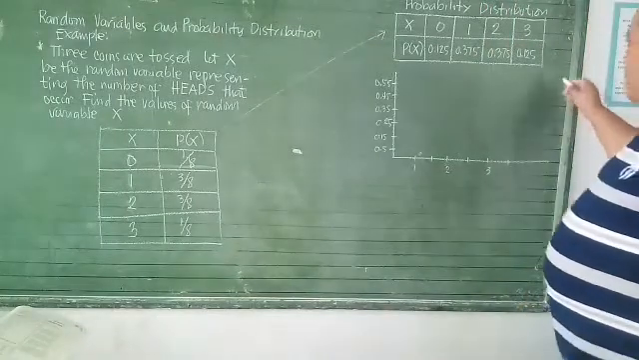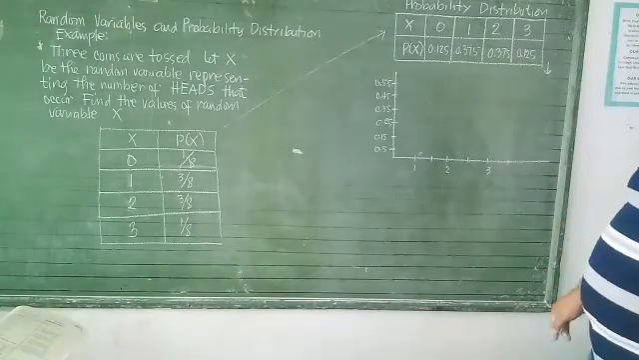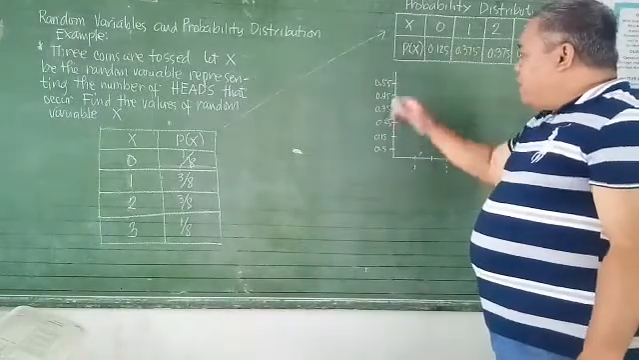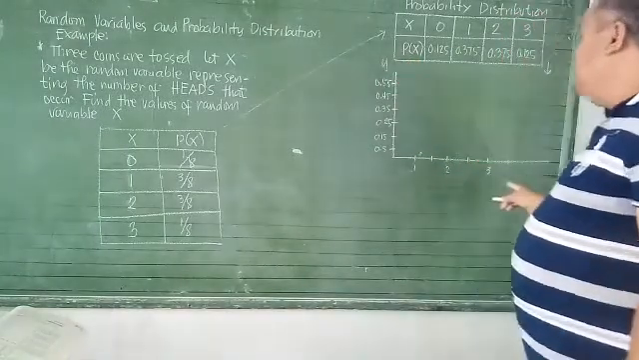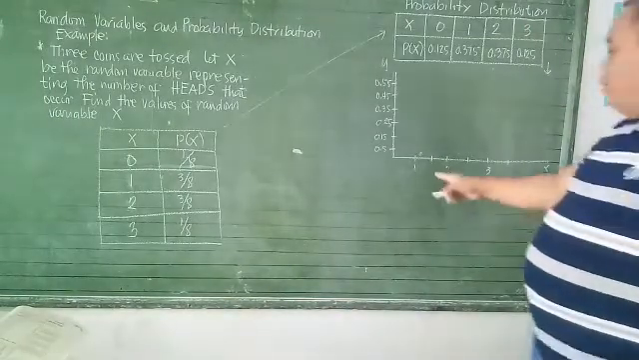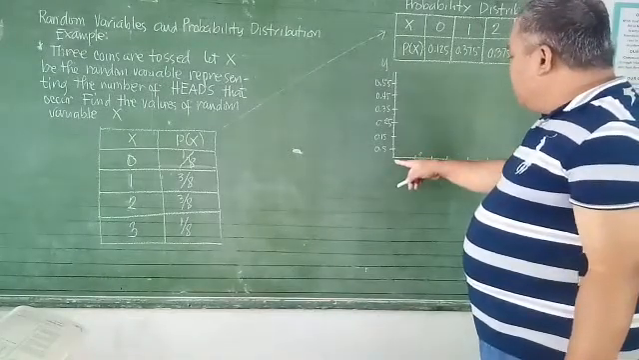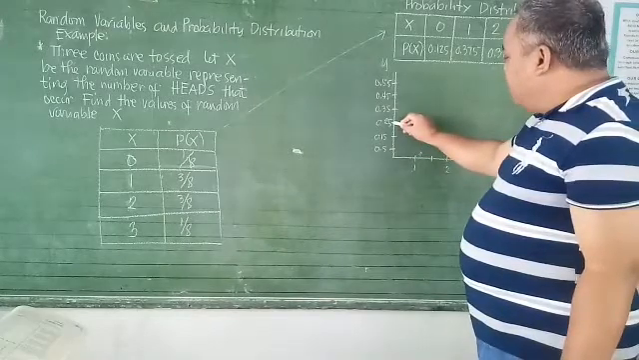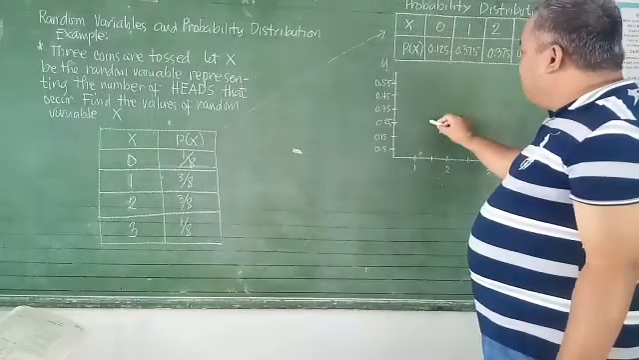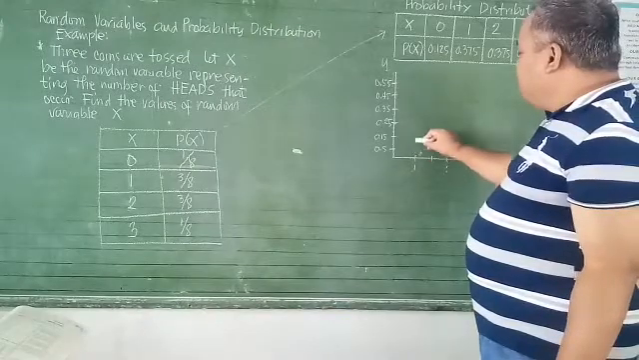Now after that, we'll go on to construct our probability histogram. Take note that the probability should be your y-axis, and the number of random variables should be your x-axis. Now, under 0, we have 0.125. So this is it, or 0 first: 0, 0.125. Then for 1, 0.375.